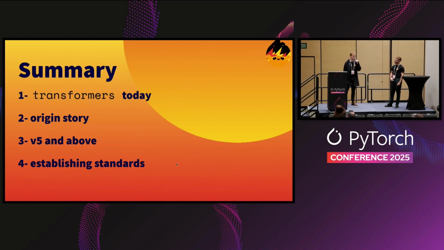So today we want to spend not a lot of time, but a bit of time talking about what Transformers is today, just to make sure we are all on the same page. Then we'll talk a little bit about the origin story of Transformers. And then we'll talk about the most important announcements, which is that Transformers is going towards version 5. And we want to talk about what we're doing for that and how hard we're trying to establish good standards.